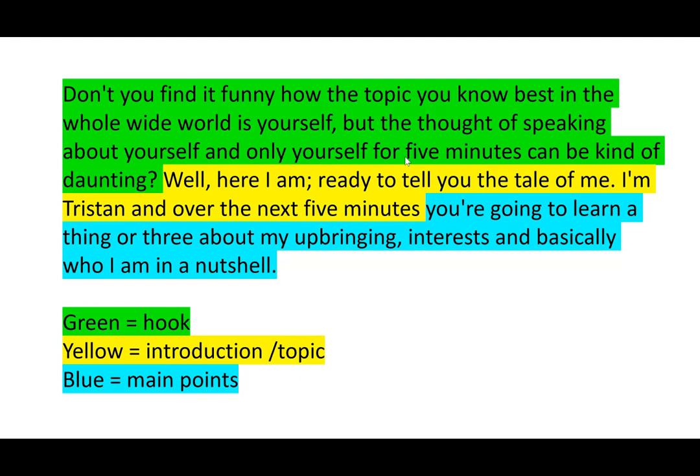They're going to then, in the blue, talk about what they're going to talk about. So upbringing, interest, and who they are. This could be more detailed, and they could also include reference to their identity. So that's something to think about.